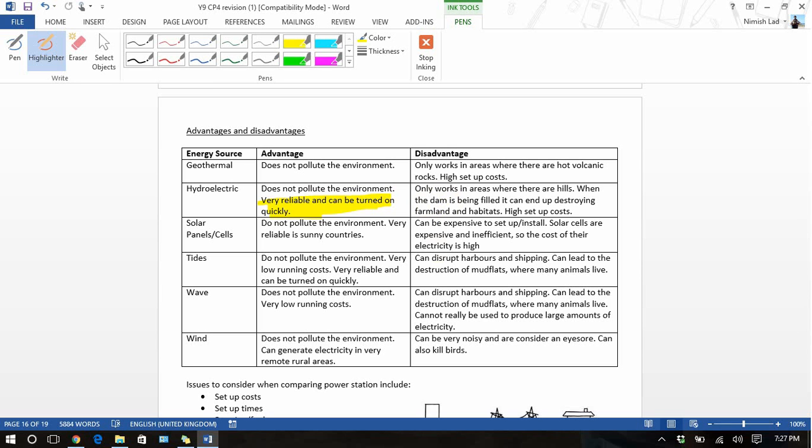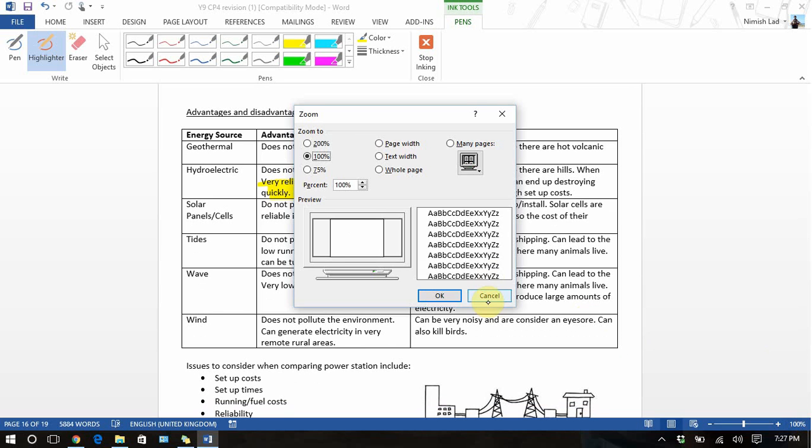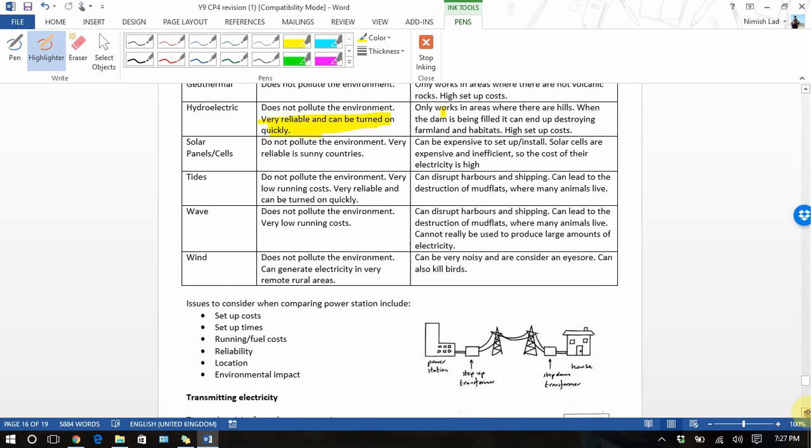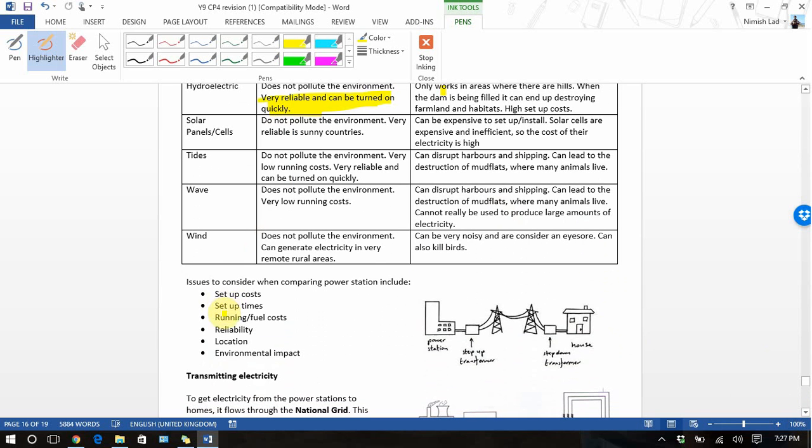Again, some animals might need to leave where they live, but it doesn't really produce large amounts of electricity. And wind turbines can be noisy, some people think they're an eyesore, and they can also kill birds if they're not careful. So there's certain issues when you think about the power station you're actually using. You need to think about how much it costs to set up, how long it takes to set up, the running fuels and the costs, how reliable the fuel actually is, the location, and the impact it actually has on the environment.